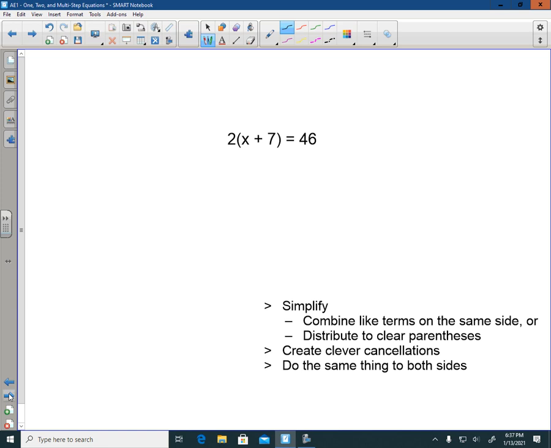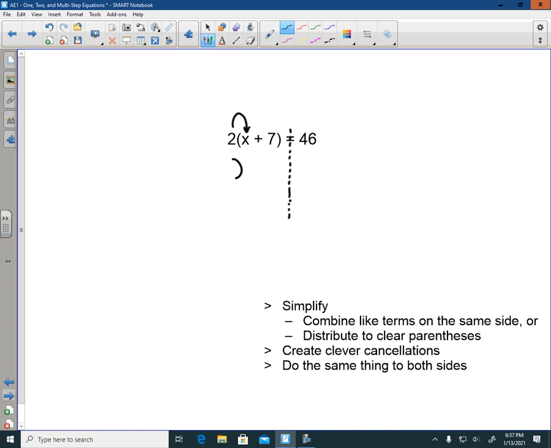Now here's something slightly more complicated, but the steps are always going to be the same. Can we simplify? Well, we can simplify on the left side. See how we have parentheses? This is going to clue us in that we're going to need to distribute. So we will distribute the 2 into the parentheses on the first term.